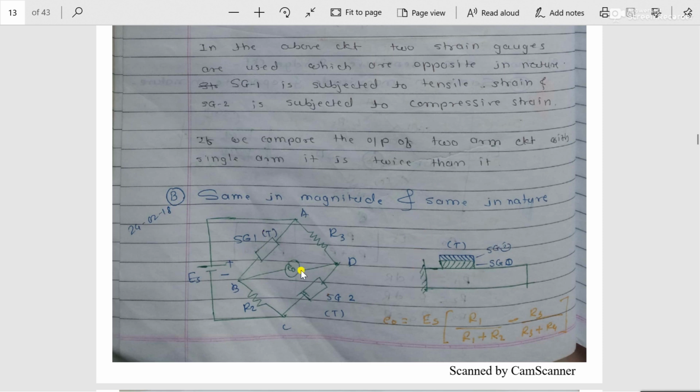So that condition is also represented by the circuit, that strain gauge 1 and strain gauge 2 are subjected to tension. And by using these conditions, I have to calculate the values of R1, R2, R3 and R4. So once again I will calculate the values of R1, R2, R3 and R4. If you go through the conditions, R1 is equal to R plus delta R.